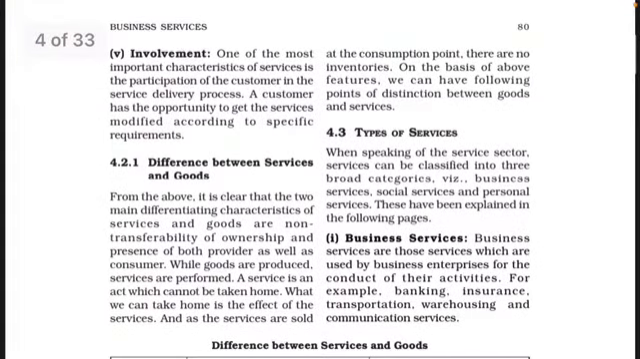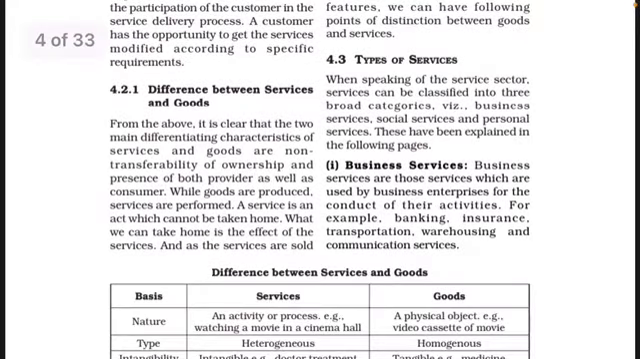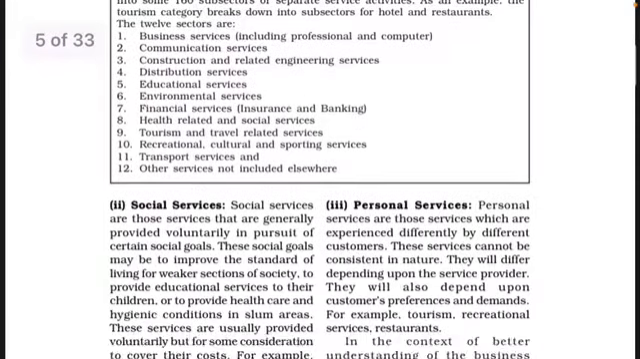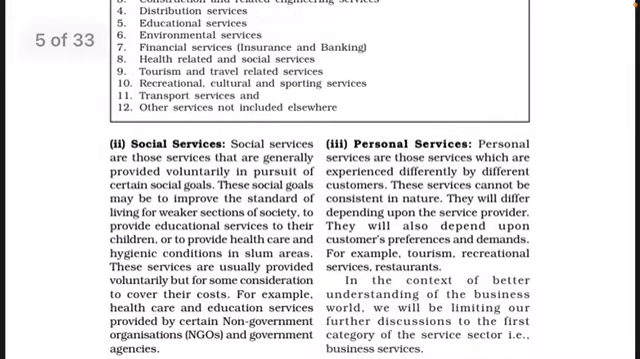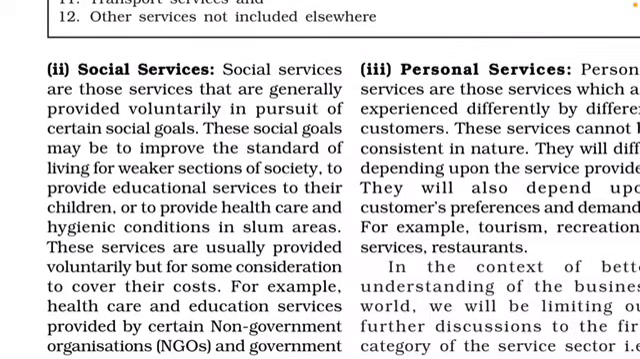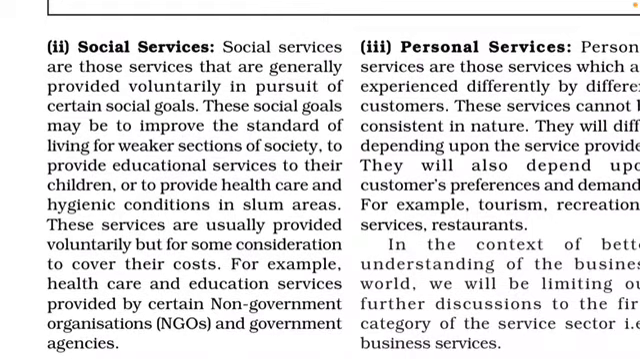Our next topic is types of services. There are three broad categories of services. First one is business services, which I already explained: banking, insurance, transportation, warehousing, and communication services, which help business run very smoothly. And next type of service is social service. Social services are activities done to improve the standard of the weaker section of society, given here as to set the standard of living for the weaker section of society, to provide education to their children, or to provide healthcare and hygienic conditions in slum areas. You can underline this if you want. These are the main points for social service.